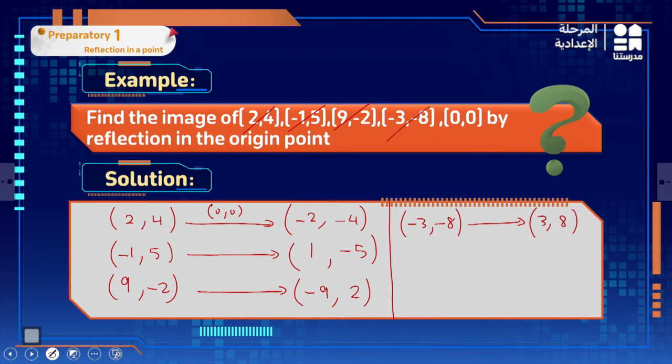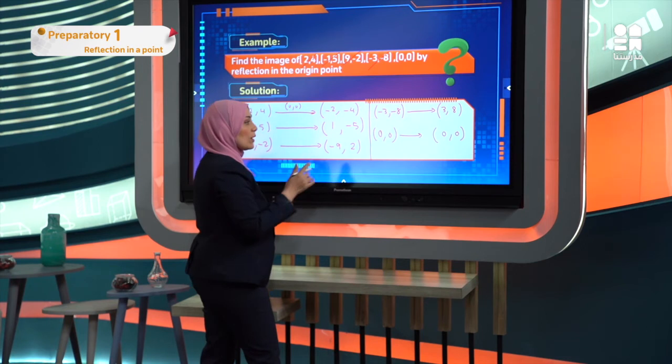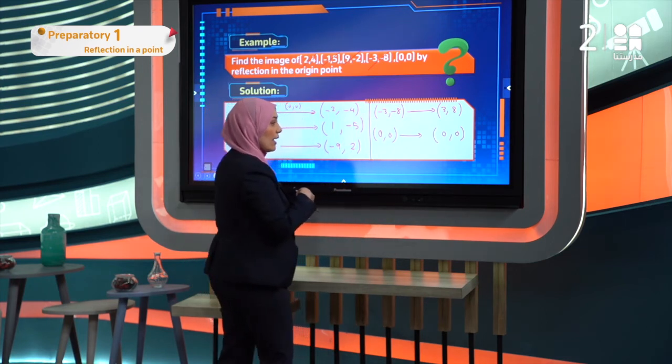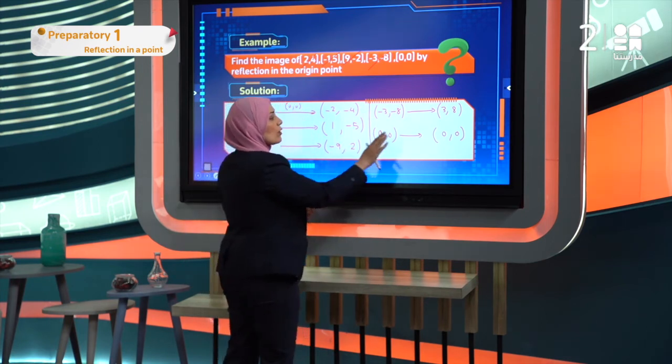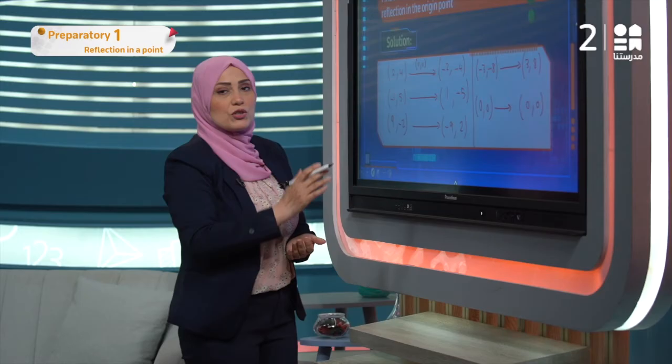Last one is (0, 0). So it will be itself. Why? As we said right now in the remark, the 0 doesn't have a sign. So I'm going to write it as it is. It's not allowed to write positive or negative 0. It's just 0.